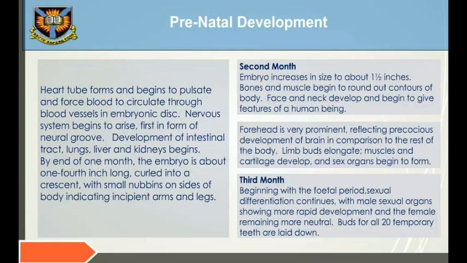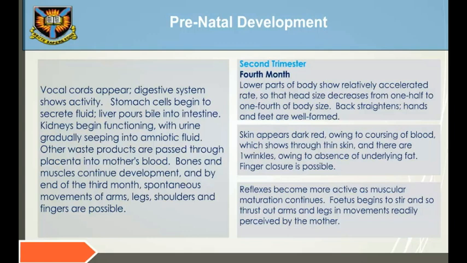3rd month. Beginning with the fetal period, sexual differentiation continues, with male sexual organs showing more rapid development and the female remaining more neutral. Buds for all 20 temporary teeth are laid down. Vocal cords appear, digestive system shows activity, stomach cells begin to secrete fluid, liver pours bile into intestine. Kidneys begin functioning, with urine gradually seeping into amniotic fluid. Other waste products are passed through placenta into mother's blood.